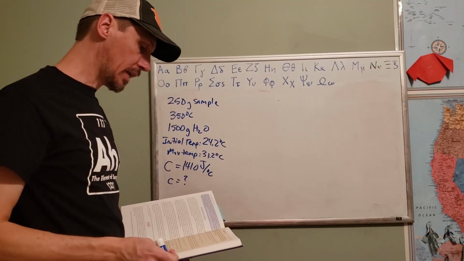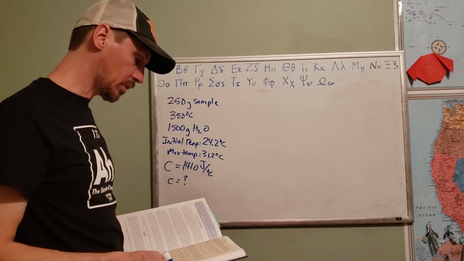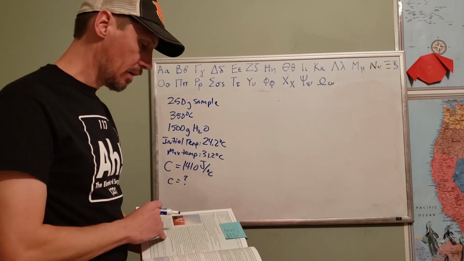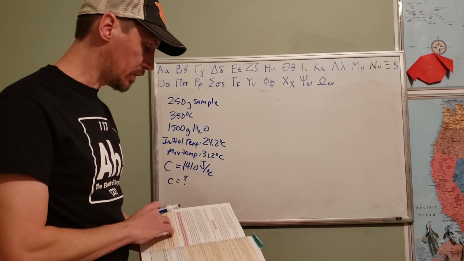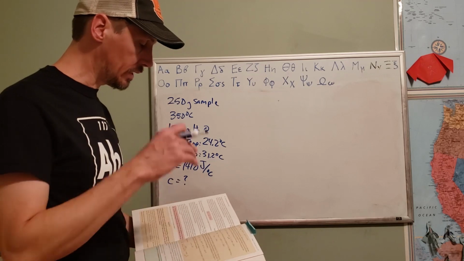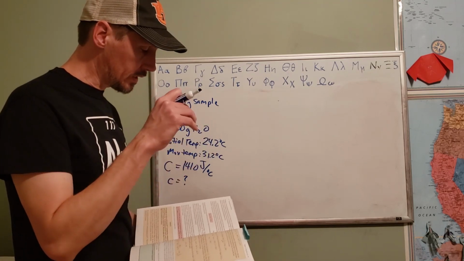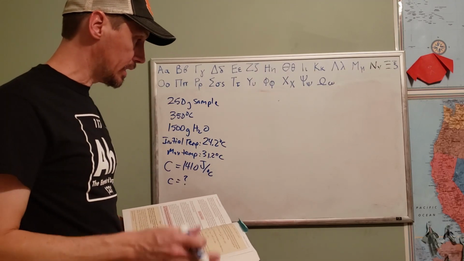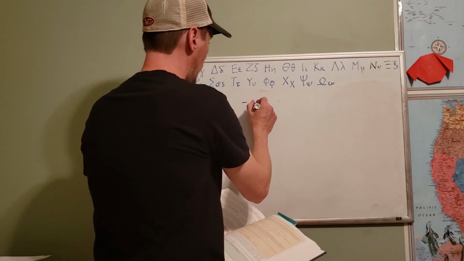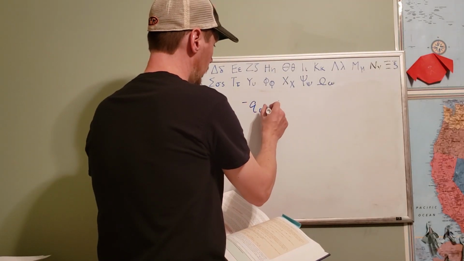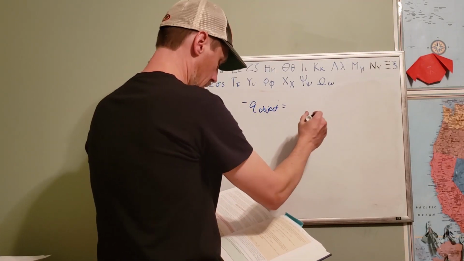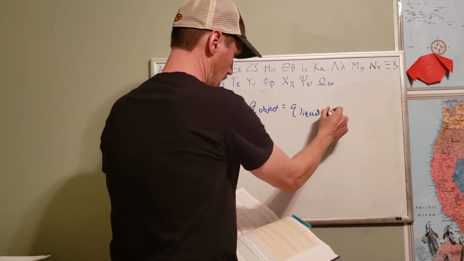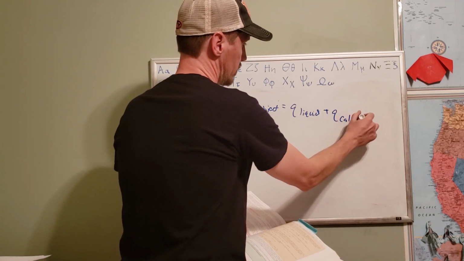So let's see if we can figure that out. The first thing we're going to do, if you'll remember, last time we said that the relationship between the heat of the liquid, the heat of the object that's in there, and the heat of the calorimeter is given by this formula: the Q of the object is equal to the Q of the liquid plus the Q of the calorimeter, right?